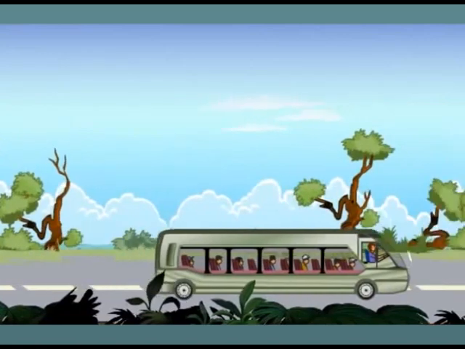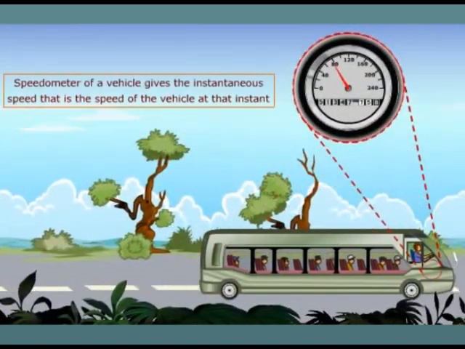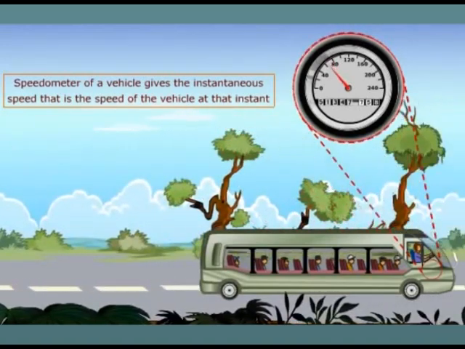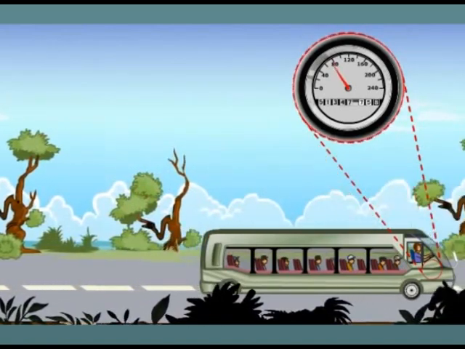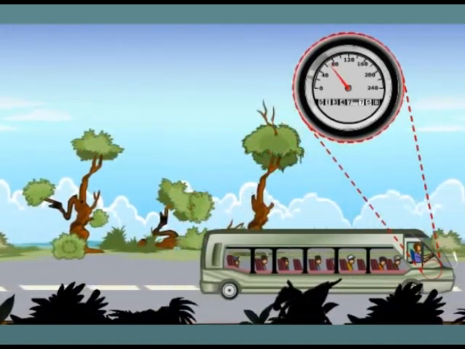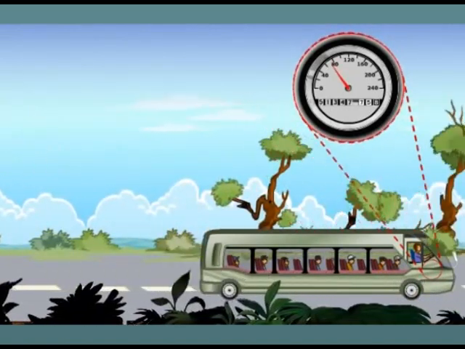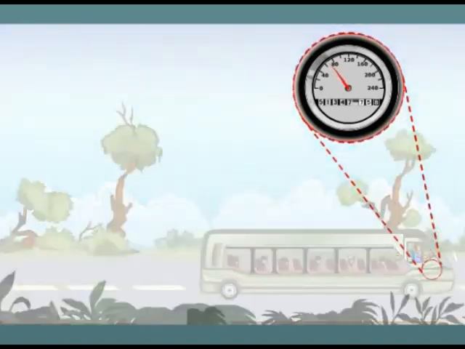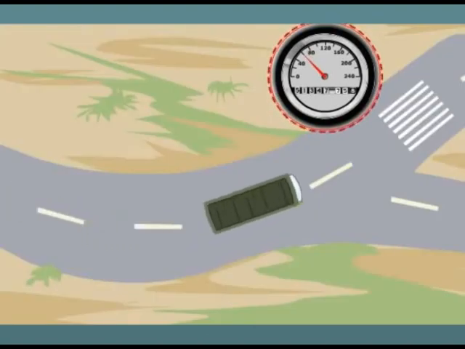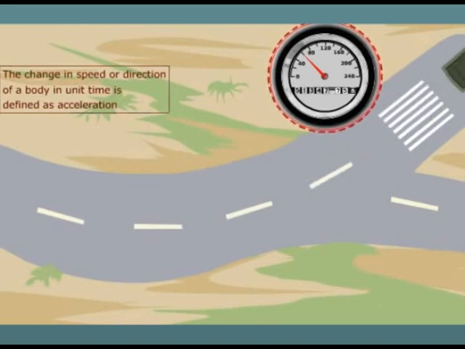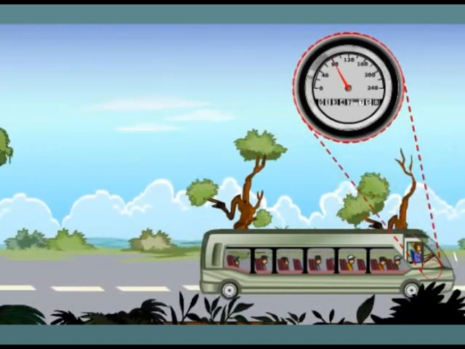You know that the speedometer of a vehicle gives the instantaneous speed, that is, the speed of the vehicle at that instant. Observe the needle of the speedometer as the bus is moving. We observe that the needle is moving, indicating that the speed of the bus is varying. At times, we observe that the speed is constant, even though the direction of movement of the bus changes. This change in speed or direction of a moving body in unit time is called acceleration.